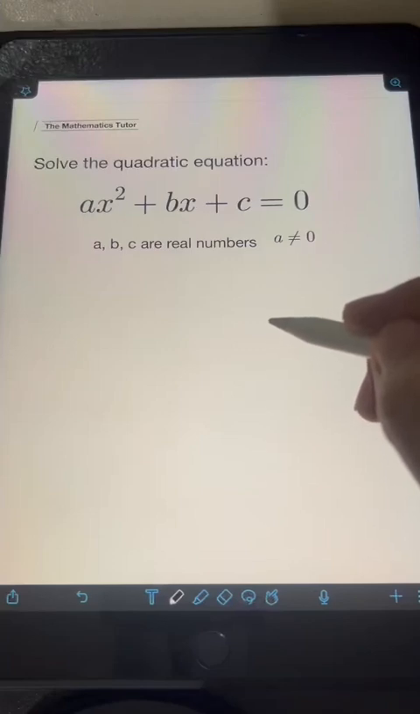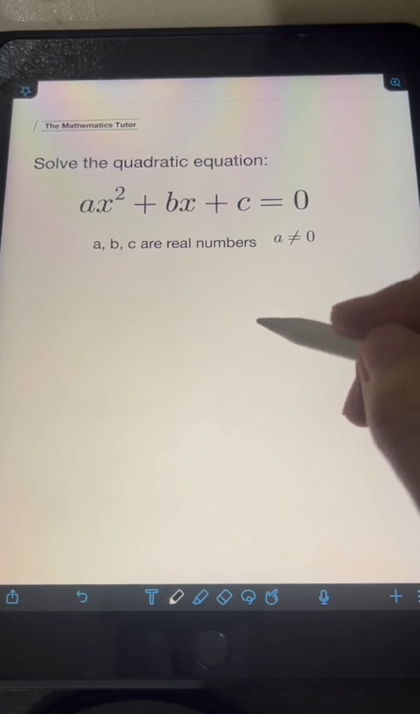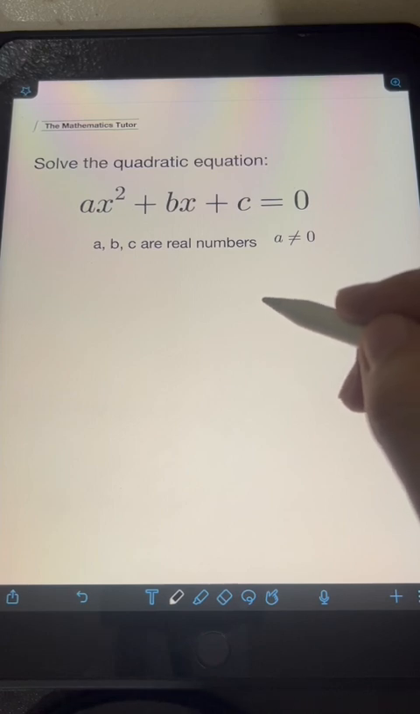So let us solve the quadratic equation ax squared plus bx plus c equals 0, where a, b, c are real numbers and a is not equal to 0. Since we are given the general form of a quadratic equation, ax squared plus bx plus c equals 0, we're basically deriving the quadratic formula, which can be done by completing the square.